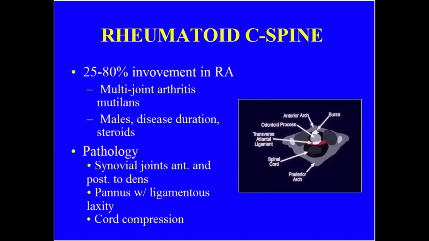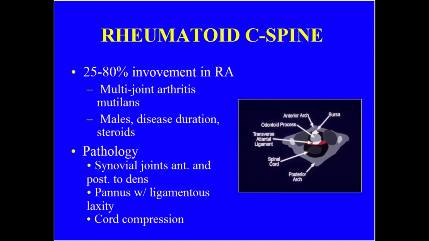Let's talk about the rheumatoid cervical spine. The neck is involved in about 25 to 80% of patients with rheumatoid arthritis, and some of the things that are associated with neck involvement include multi-joint disease, arthritis mutilans. It's more common the longer you have the disease, and it's more common in patients on steroids. Basically, the more involved you are with rheumatoid arthritis, the more likely you are to have neck pain. And the steroids probably don't cause it. It's the duration and involvement of the disease that put you at risk for neck involvement.